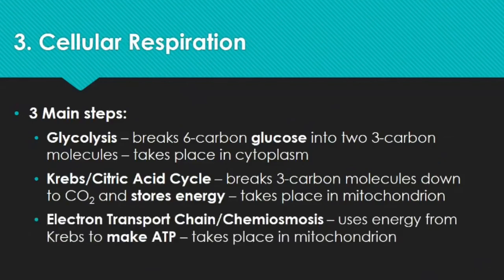And then we're going to use oxidative phosphorylation, which is basically the electron transport chain and chemiosmosis, to use the energy from Krebs to make ATP molecules for the cell. This is also going to take place in the mitochondria.